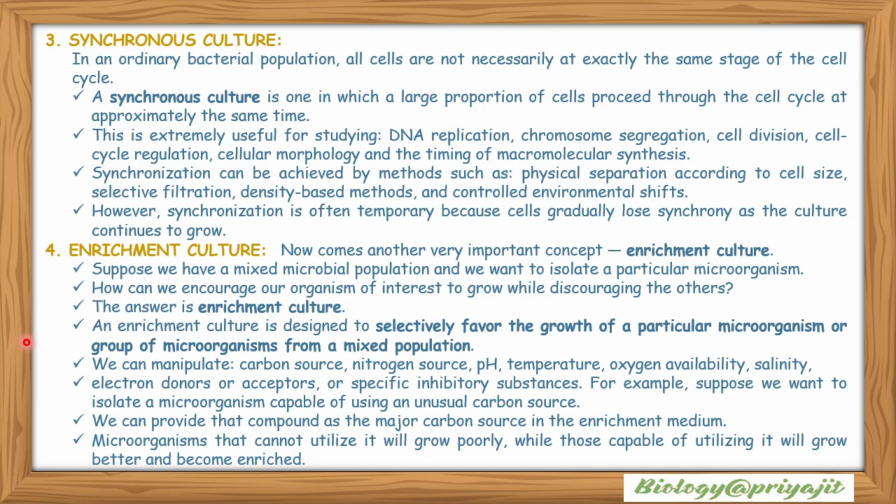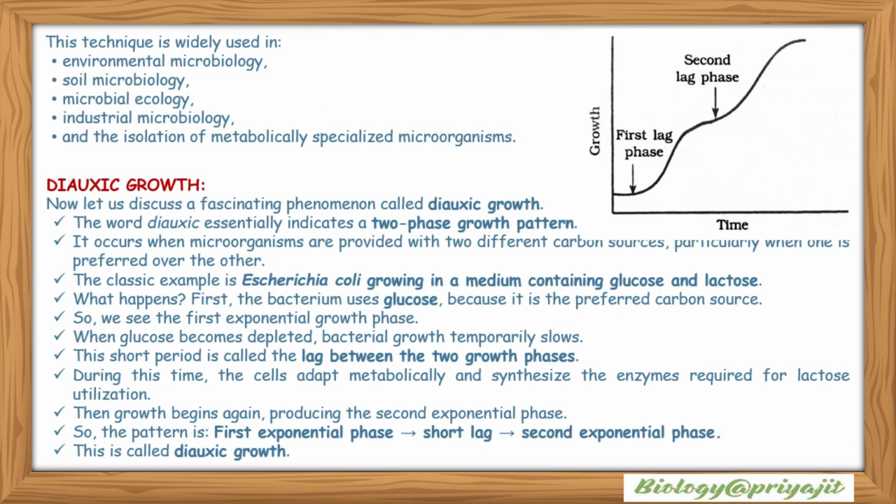We can manipulate carbon source, nitrogen source, pH, temperature, oxygen availability, and salinity, for example to isolate a microorganism capable of using an unusual carbon source. So the technique is widely used in environmental microbiology, soil microbiology, microbial ecology, industrial microbiology, and the isolation of specific, metabolically specialized microorganisms.